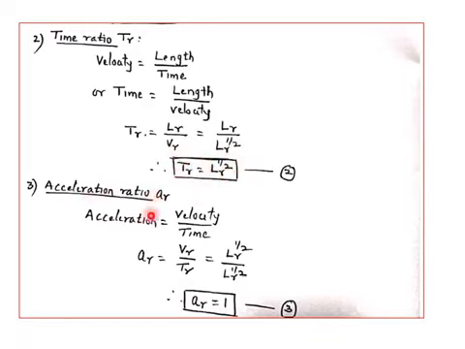Now we have acceleration. We can write the formula for acceleration as velocity by time, so its ratio can be taken. The acceleration ratio is the velocity ratio by the time ratio. Vr is Lr to the power of half, and the time ratio is Lr to the power of half. Therefore the acceleration ratio is 1.